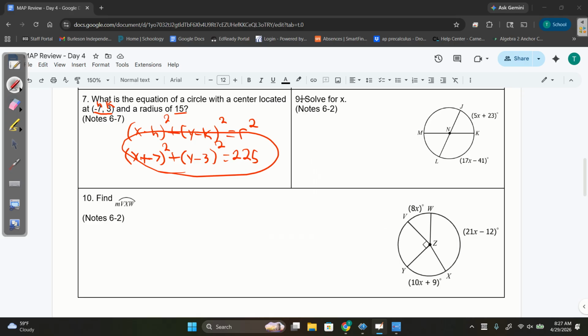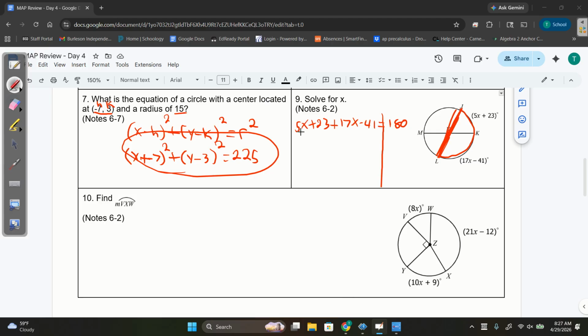Number 9 says solve for x, and it gives us this arc and that arc. Notice that these two arcs make a straight line. Because of that, I can say these two add up to 180 degrees. So 5x plus 23 plus 17x minus 41 equals 180 degrees.